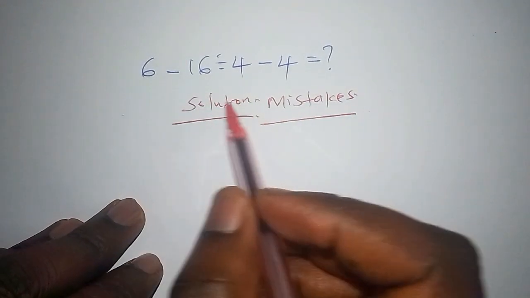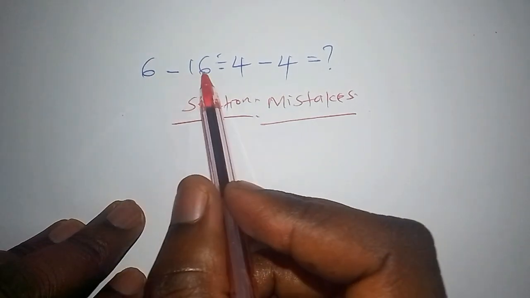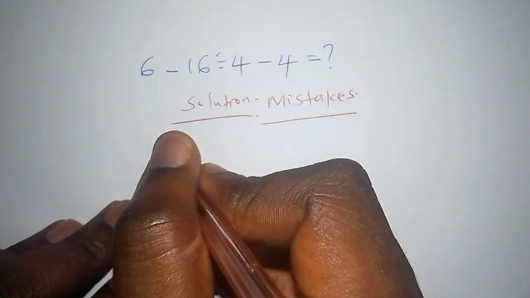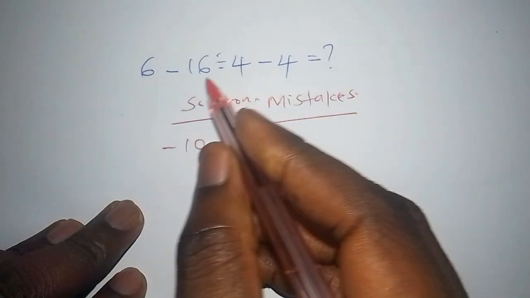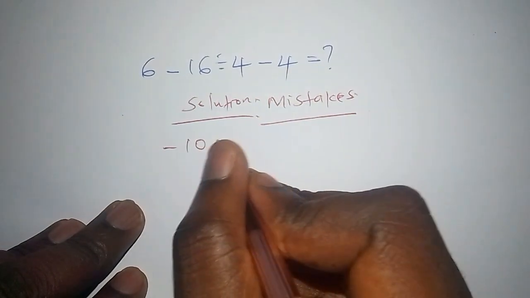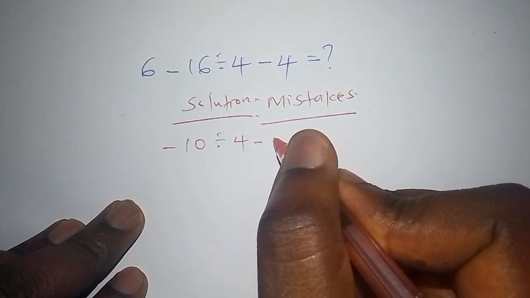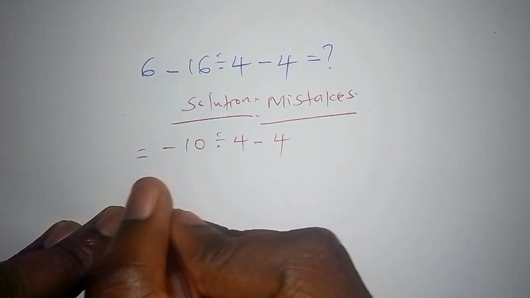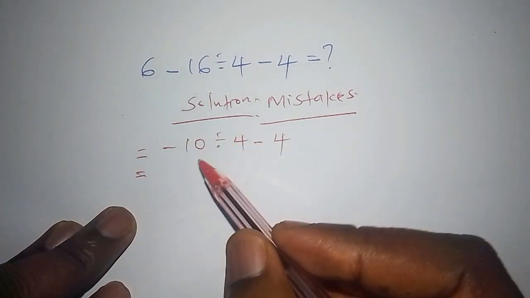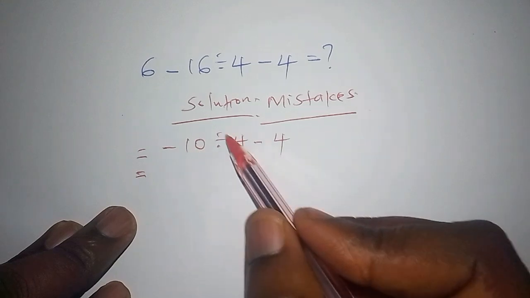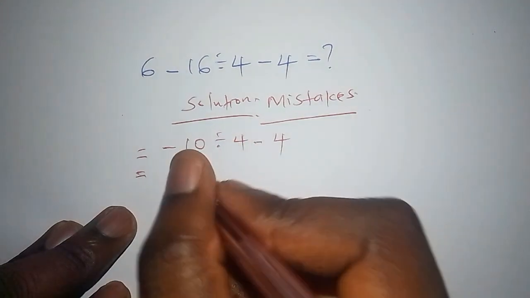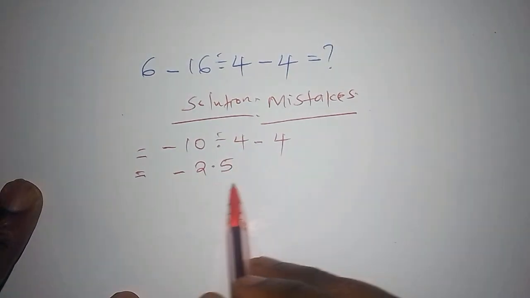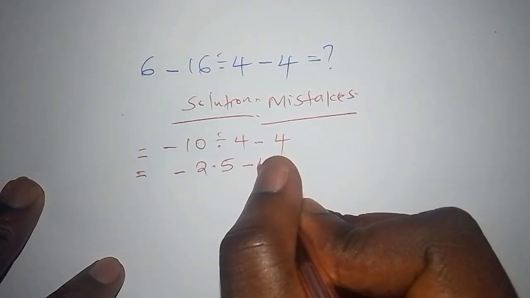Now, their solution was, they started by working out 6 subtract from 16, and the answer was minus 10. Then from there, they divide by 4, then subtract from 4. That was the first step. The next step was that they did minus 10 divided by 4, and the answer was minus 2.5. From there, after getting minus 2.5, you subtract from 4.